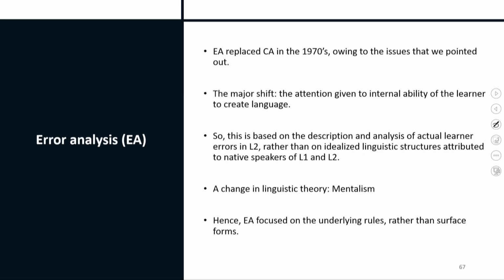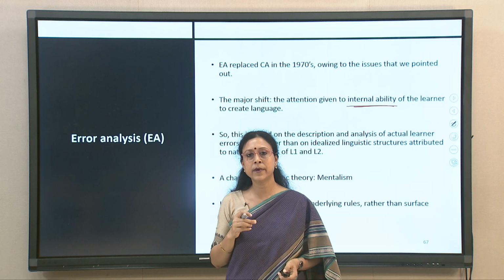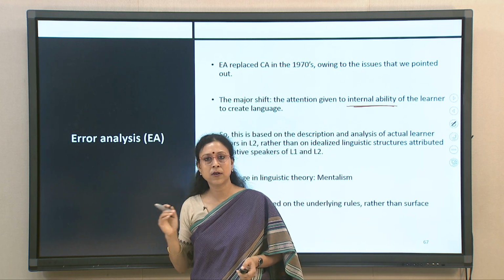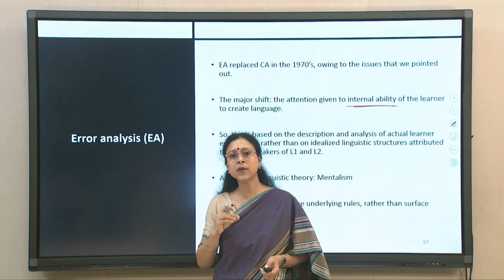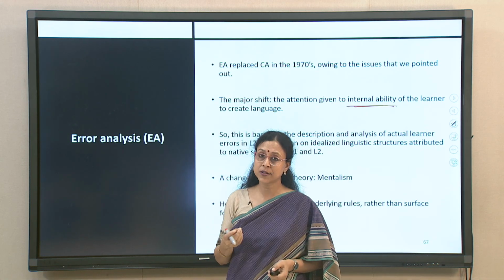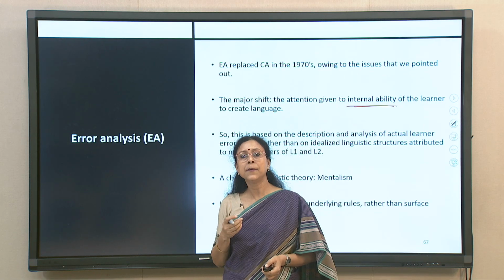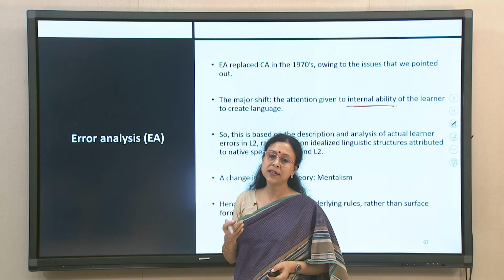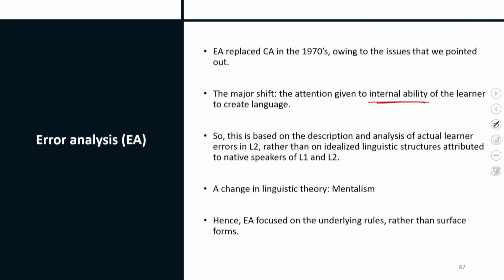The major shift here, however, is not only to explain the errors, but how you explain the errors. The shift primarily happened in the domain of what your point of departure is. In CA, the point of departure was the surface structure, the sound, the words, the morphology, and so on. In error analysis, the focus shifted to the internal ability or internal process of the learner himself, herself. The reason for this was that by that time mentalism was already there, Chomsky's universal grammar was already proposed, and it was quite popular. So the whole focus shifted to the inner working of the human mind, and that is why the focus of error analysis also shifted to the internal ability of the learner to create language.